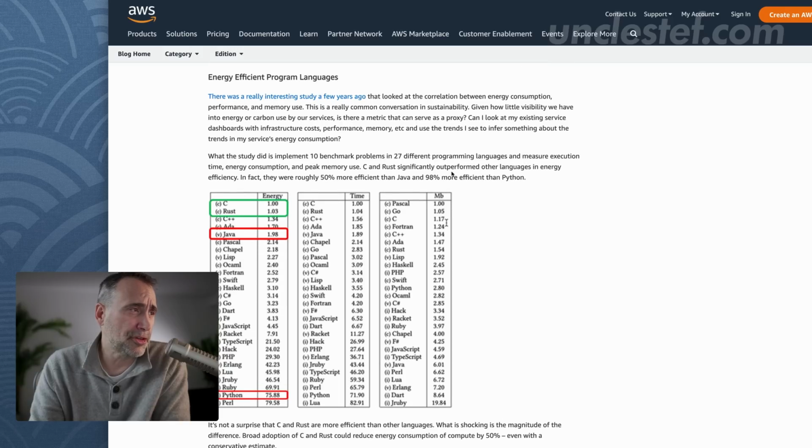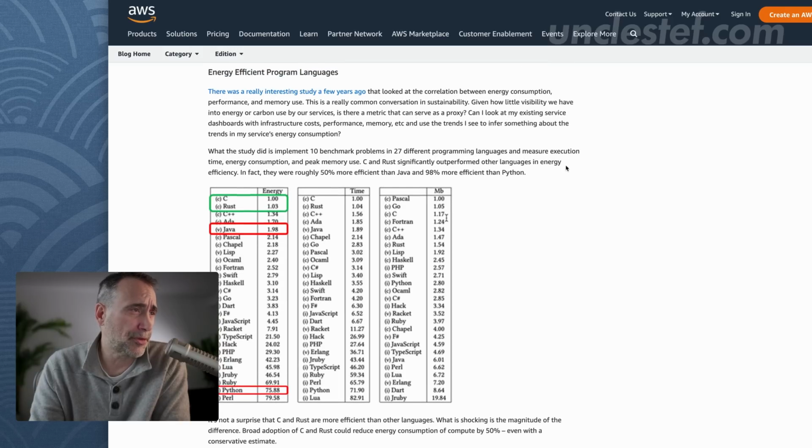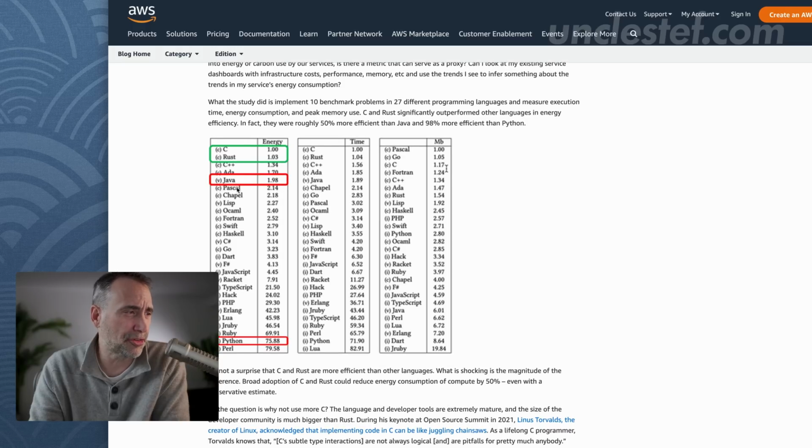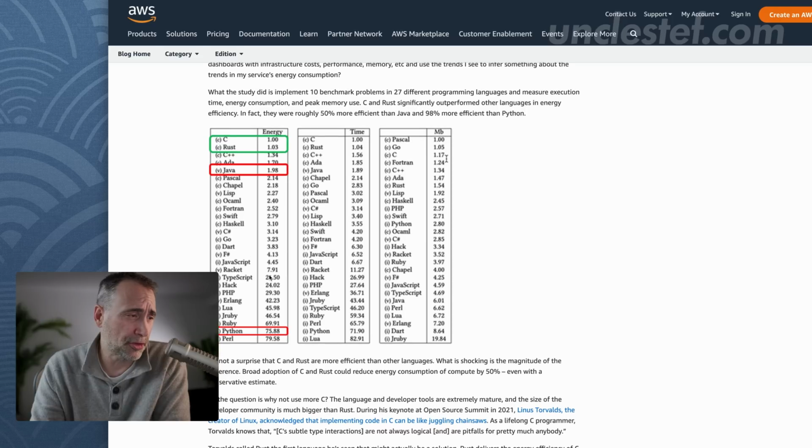So let's go down to efficiency of programming languages here. So here's a study that was done a few years ago. You can see that C and Rust use the equivalent amount of energy. And you look at Java, it uses almost twice as much energy, or you can say Rust uses half as much energy as Java. Which is really interesting. You scroll down the other programming languages. So JavaScript is four times less efficient than Rust in terms of energy usage. You look at PHP, it's 29 times less efficient than Rust.